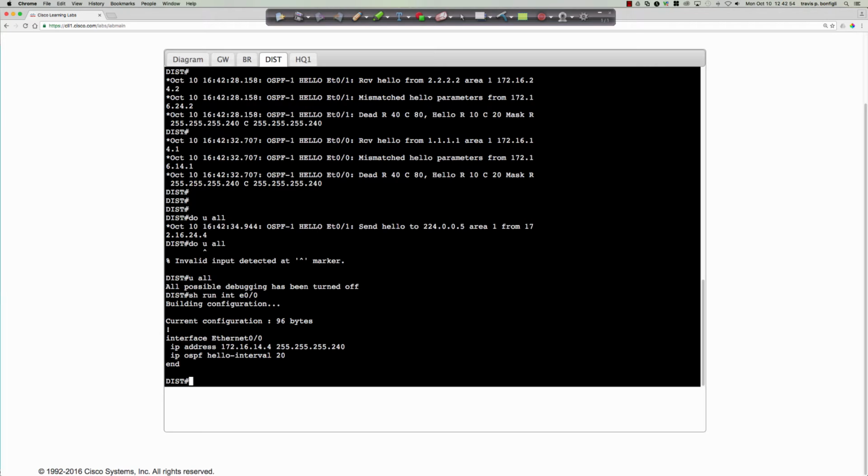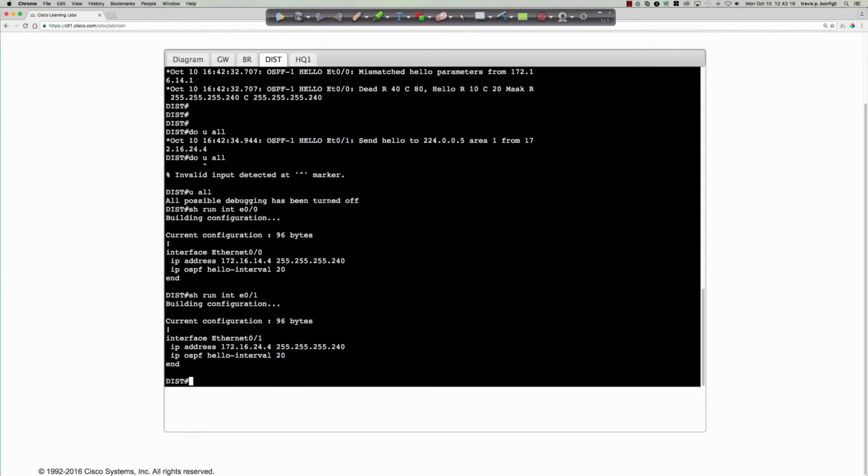Again, you see immediately that the hello interval doesn't match. Remember, the MTU parameter needs to match, the hello interval needs to match, the dead interval needs to match, and if they don't, your adjacency is not going to come up, just like we saw right here with the distribution router. And let's see, show run interface. Were they being super mean here? Yeah, they were. So they set the hello interval to 20 on both Ethernet 00 and Ethernet 01.